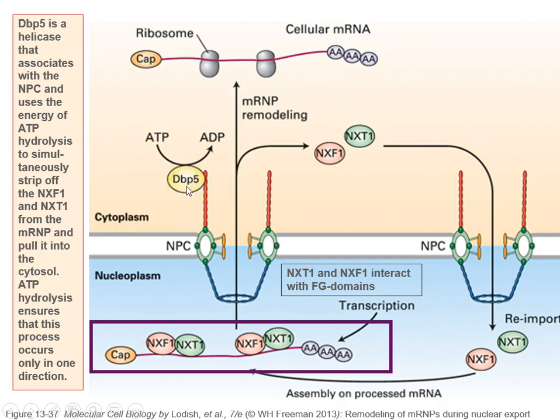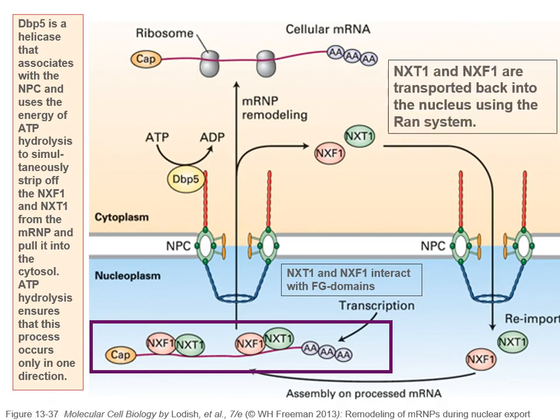It's called a helicase. It's stripping off different kinds of molecules, not the way we're thinking of helicases working in DNA replication, but ATP hydrolysis is required, just like it is for all helicases. So that ensures that this is a unidirectional process. So we strip off these proteins, they're allowed back in, but now our messenger RNA is in the cytosol, and the ribosomes can hop on, and we can start the translation process.